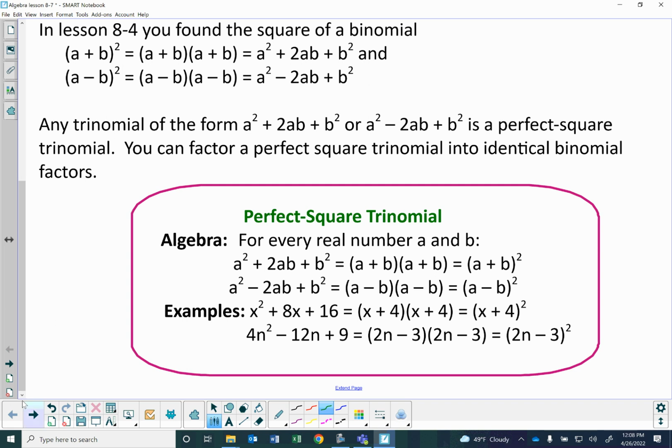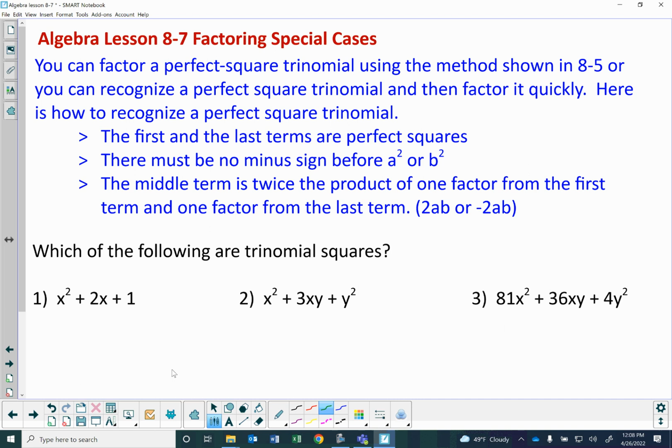So how can you recognize it? Well, we look for certain things. You can factor it much faster than if you're just factoring by grouping or factoring in general. The first thing you want to look for is whether the first and last terms are perfect squares. If the first term is a perfect square and the last term is a perfect square, you're partway there. There has to be no negative sign in front of a squared or b squared.